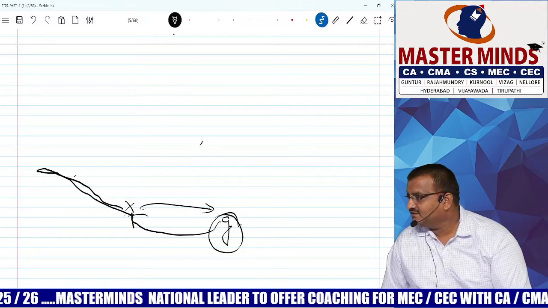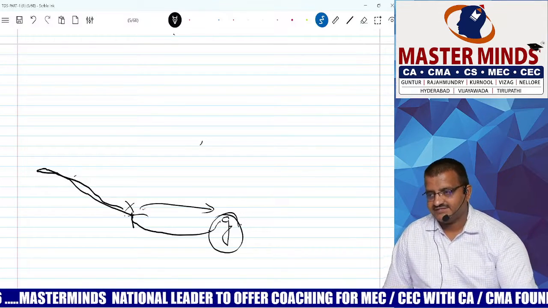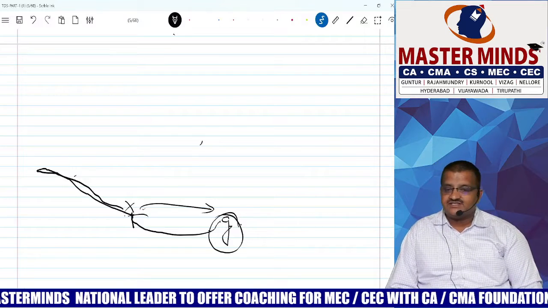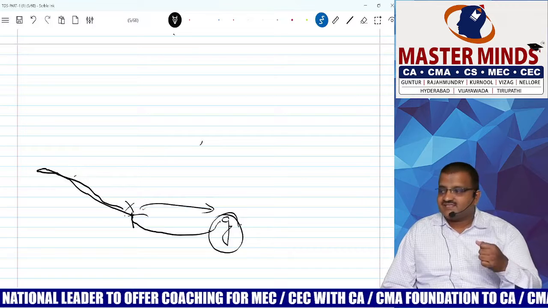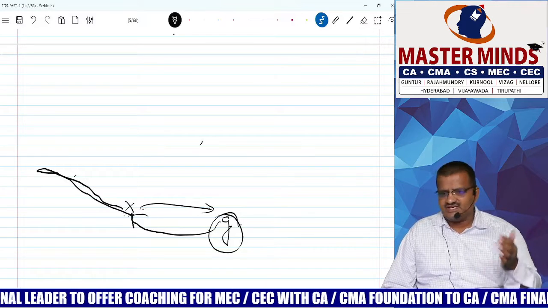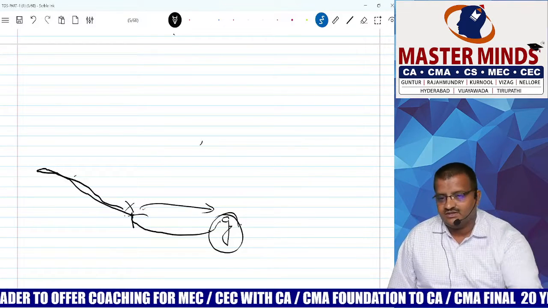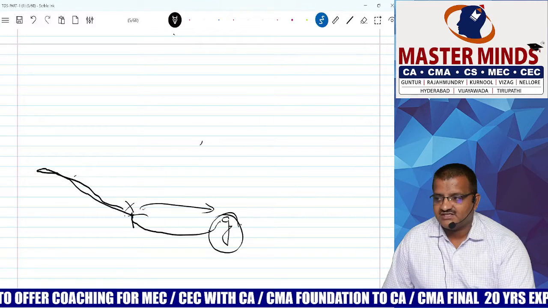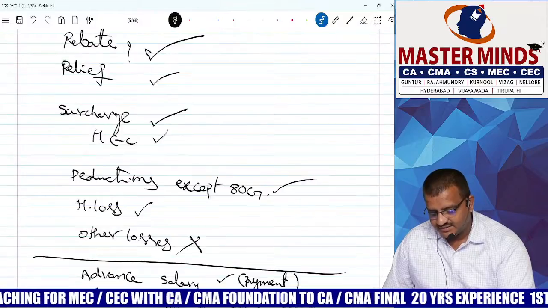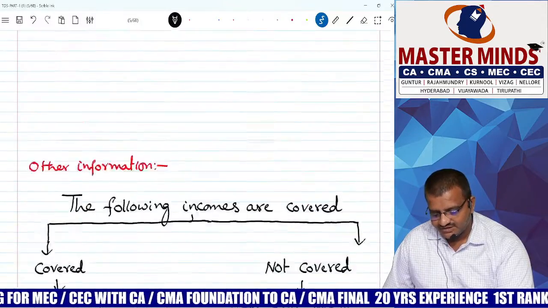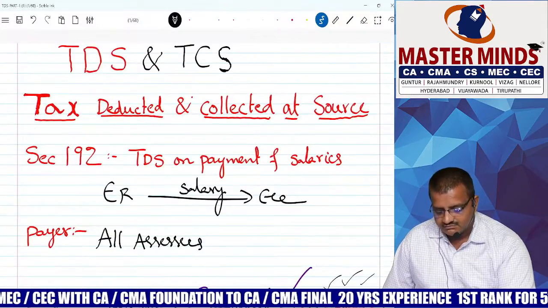Correct. Next, do I need to consider exemptions? Yes. For example, LTC exemption, leave travel concession. Do I need to consider it or not? Yes. Rebate? Yes. Deductions? Yes. Except? Very good. Now see the board.